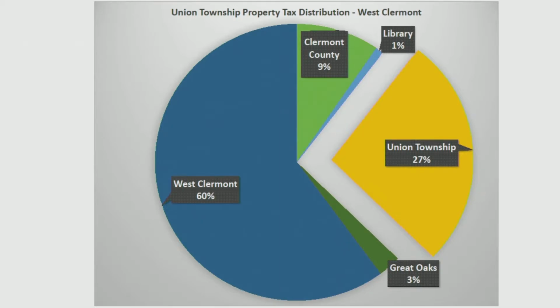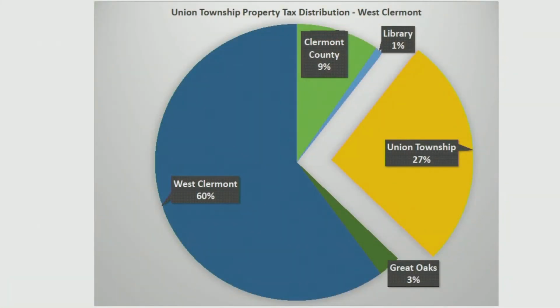This first graph is if you live in the West Claremont School District. Of your property tax bill, 60% of it goes to West Claremont Schools, 27% of it goes to Union Township, and I'm going to drill down on that pie wedge. 9% goes to Claremont County, 3% to Great Oaks, and 1% to the library. Now on Claremont County, I did drill down a little bit, though I don't have a slide on that. Those dollars go to developmental disability, mental health, senior services, the county parks, and administration. Go to the next slide.